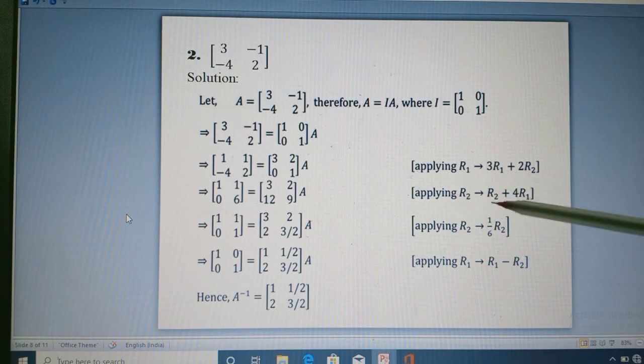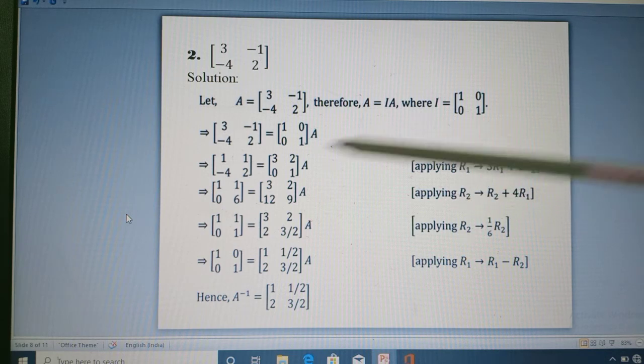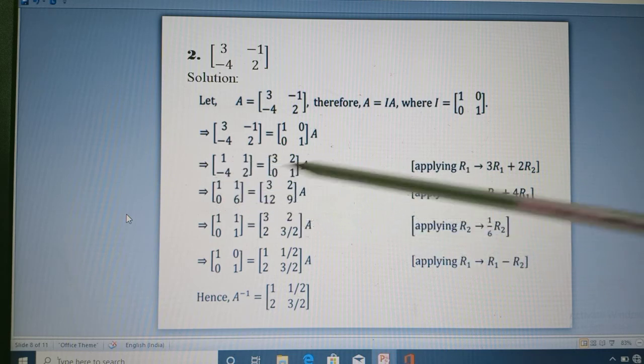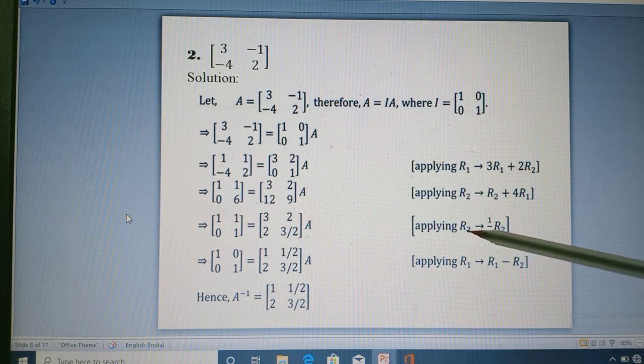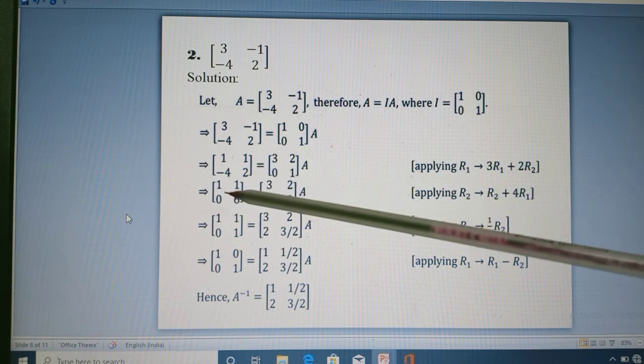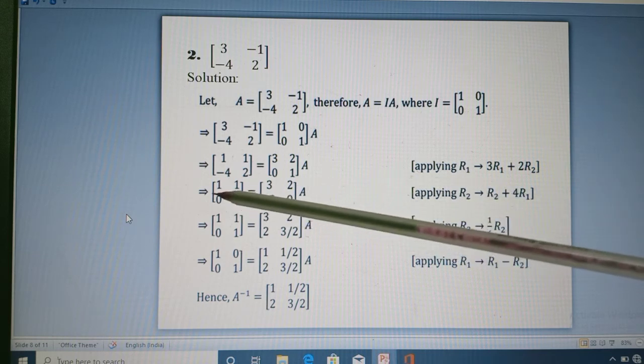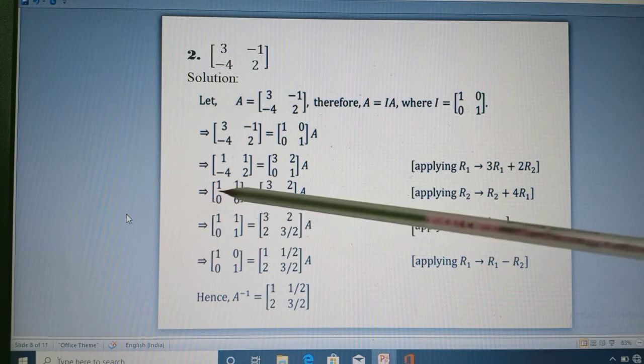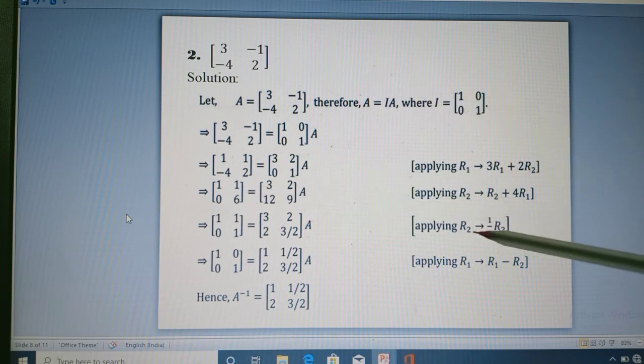operation, R2 changes to R2 minus 4R1, then R2 will change like 0 6 and 1 1. Similarly, because 6 is a common factor in the second row, we can divide this R2 by 6. So R2 is going to change to 1/6 R2.